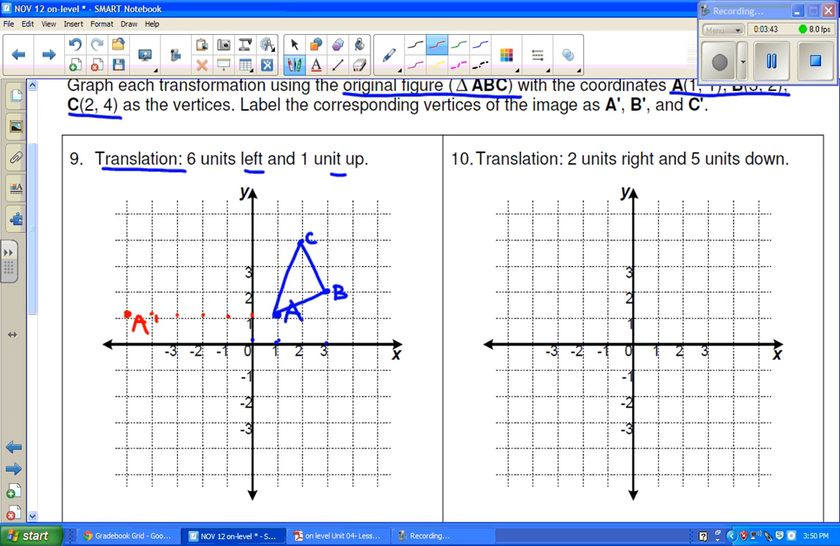Now we're going to translate B. 1, 2, 3, 4, 5, 6, and 1 unit up to the point B prime. Now we're going to translate C. 1, 2, 3, 4, 5, 6, 1 up, put a point. Connect our lines, and we have just translated triangle ABC to A'B'C'.